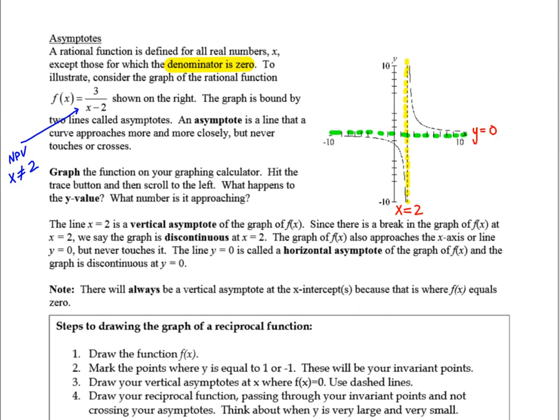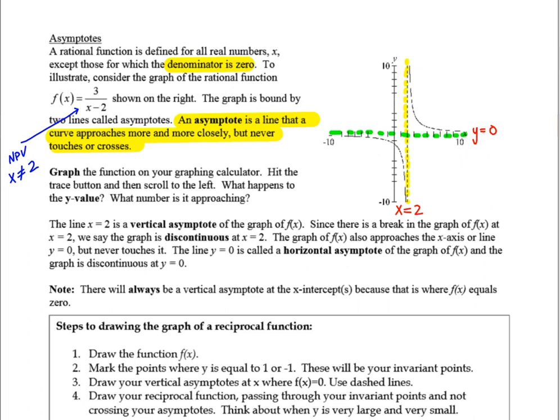Okay. So an asymptote is a line that a curve approaches more and more closely, but never touches or crosses, okay? In Math 20, that's how we defined it. It's what the curve approaches, okay?